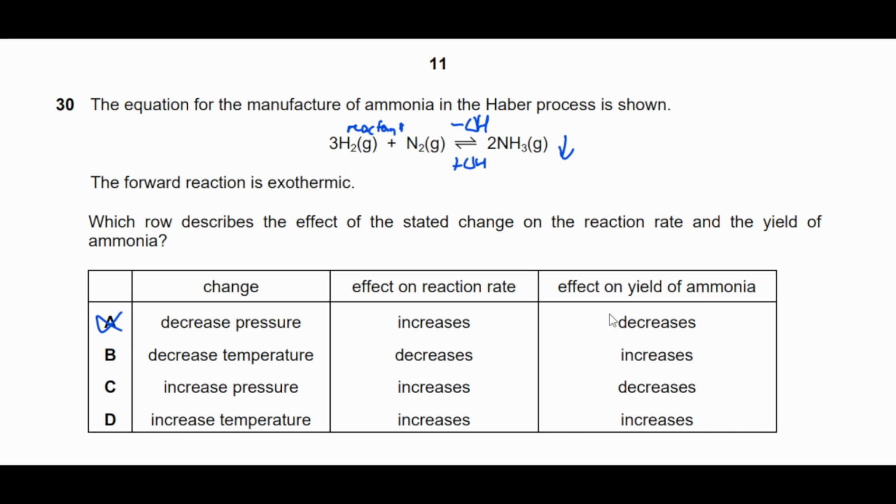So therefore, sorry, I did the opposite way around. Sorry. If you decrease the temperature, which means the temperature gets lower, the system wants to make the temperature hotter. So therefore, it will favor the forward reaction. It will favor the forward reaction because the forward is exothermic, which releases energy into the environment. So therefore, the yield of ammonia would be increased. So therefore, B is the answer. This is the correct answer.